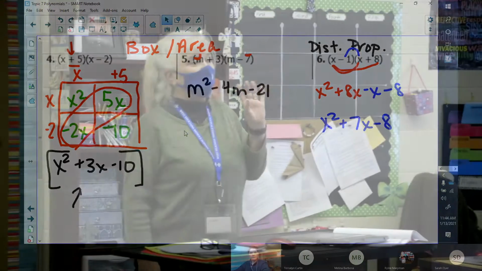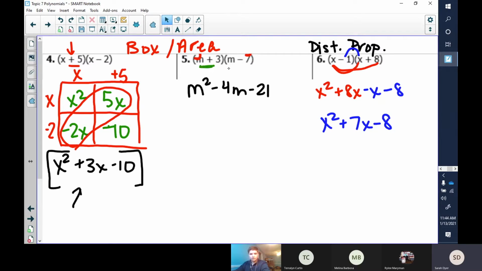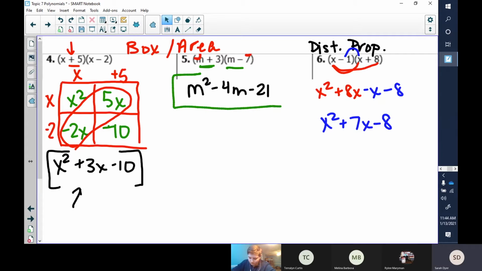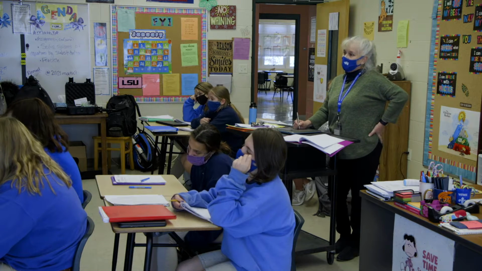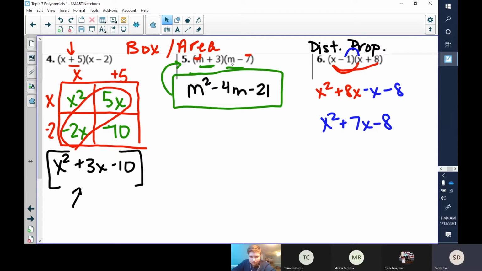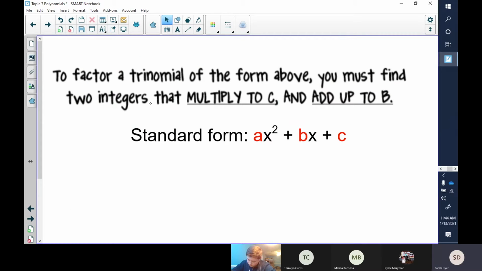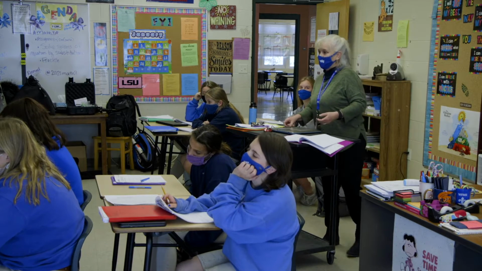We did this a few days ago when we were multiplying. I want you to pay particular attention to what we started with. Let's look at number 5. We had 2 binomials that we multiplied together, and we ended up with this thing. What is this called? A trinomial, okay? It's really important to understand that this trinomial came from multiplying those 2 binomials together. So what we're going to be looking at today is how to start with a trinomial and factor it, break it back apart into those 2 binomial factors.